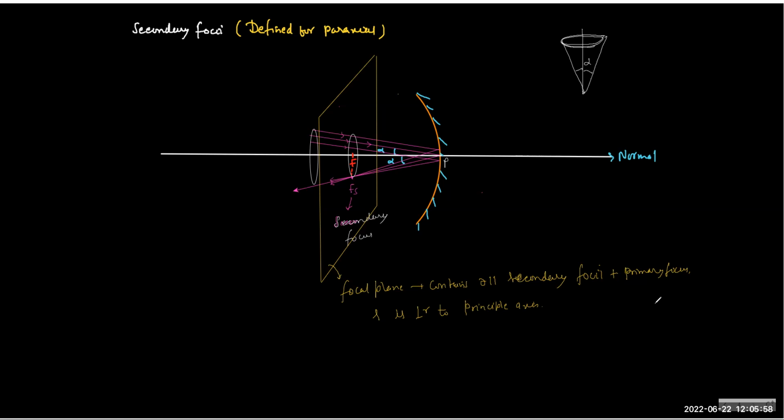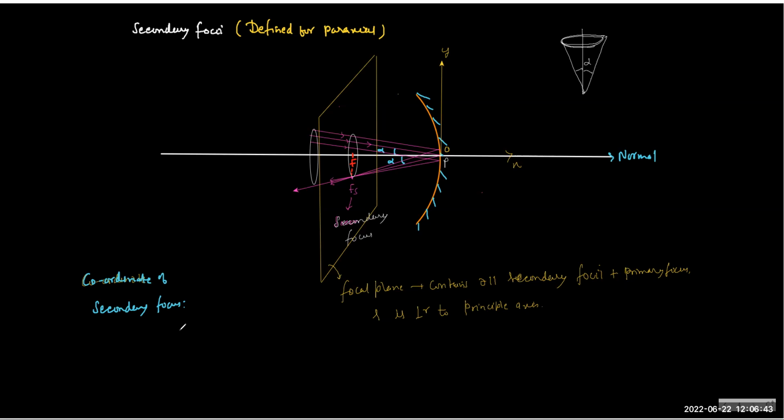So this is the plane, and the distance from P to F is called f. If I choose this as the X axis, and this as the Y axis, and this as the origin, what will be the coordinate of Fs, the secondary focus? You can see it's a simple formula.